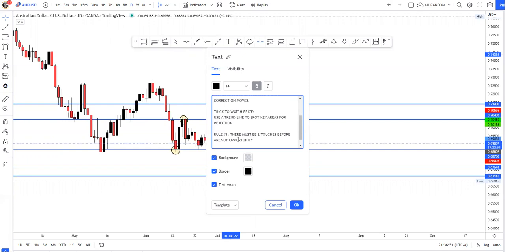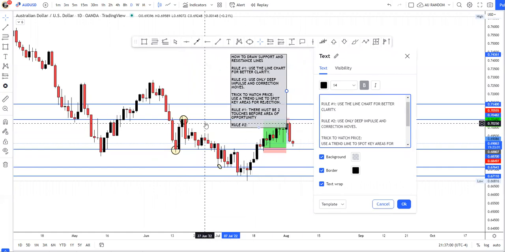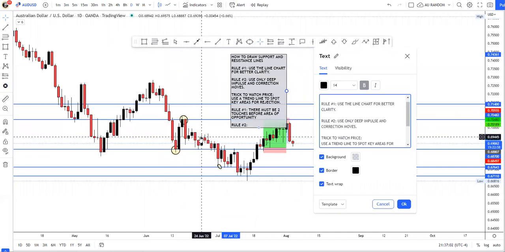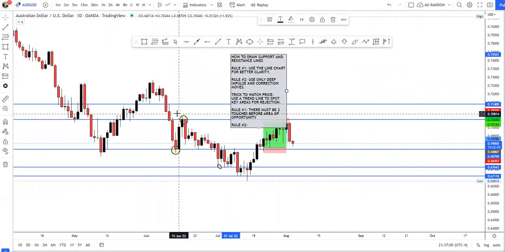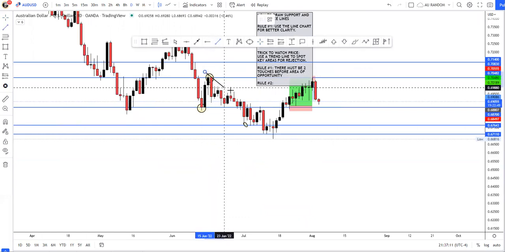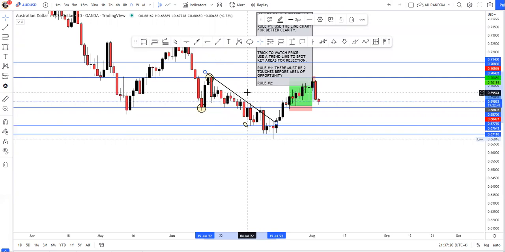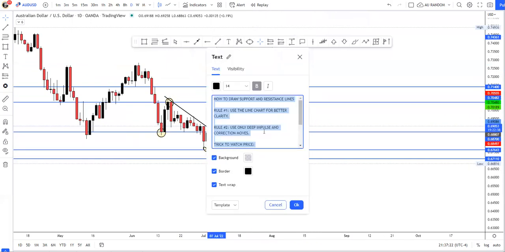There must be 2 touches before the area of opportunity, meaning that you want to get 1 touch, 2 touches, and then this is your entry right here, right? So going to the downside, that's your entry. Let me show you real quick. So let's just say as you draw it here, you got 1 touch, 2 touches, and then this will be your entry here. Okay, so leaving it like that. And then rule number two.